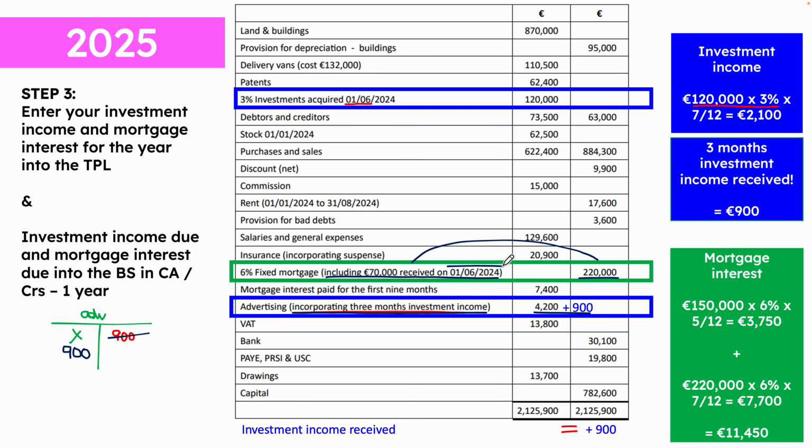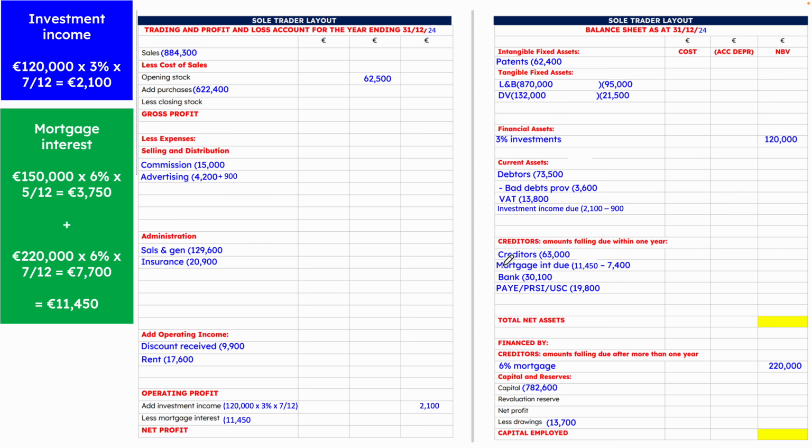So you have to work out both of those amounts, which you can see over on the right hand side of the screen now. So you've got your 150 multiplied by 6% multiplied by 5 over 12, and that gives you 3,750. And then you add that to the 220,000 by 6% by 7 over 12, and that is 7,700. So altogether, that tots up to €11,450. So we're going to slot these into the accounts now.